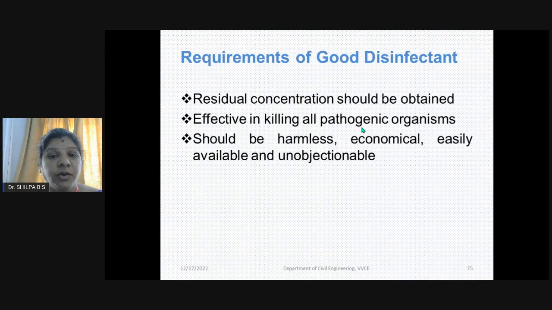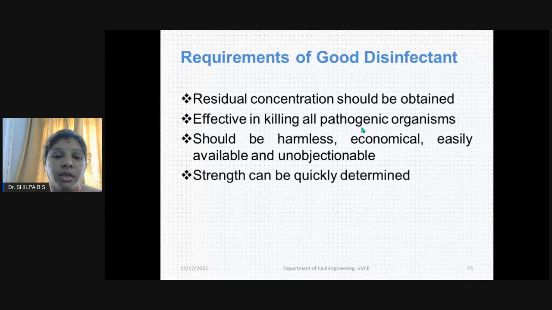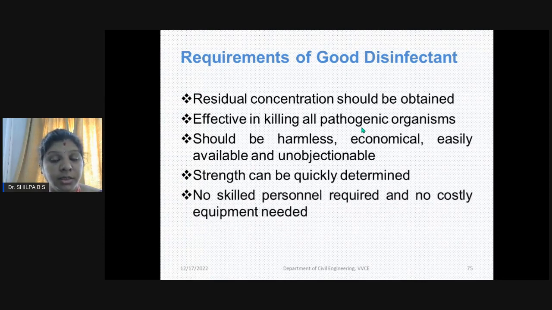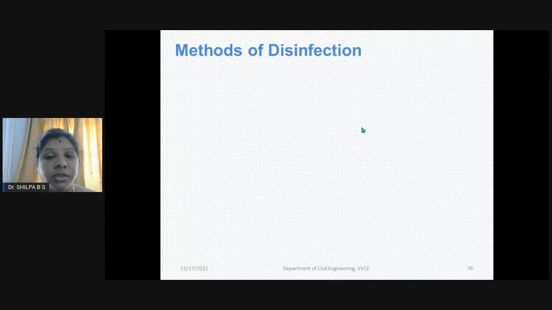While selecting the disinfectant, we have to keep these points in mind. Residual concentration should be obtained after the treatment; it should be effective in killing all pathogenic organisms, harmless and economical, easily available and unobjectionable in nature; its strength can be easily determined; not much skilled personnel are required to add it; it should not need any costly equipment for the addition; and it should take a reasonably small time to bring out the disinfection process.